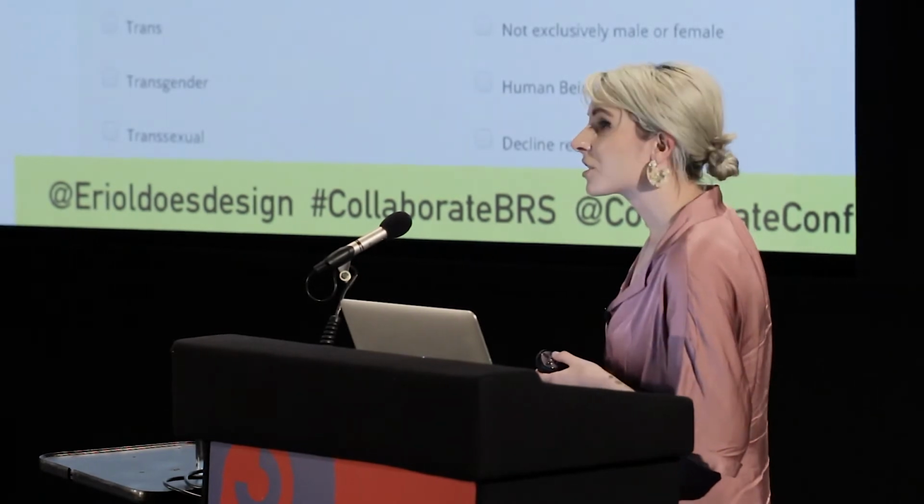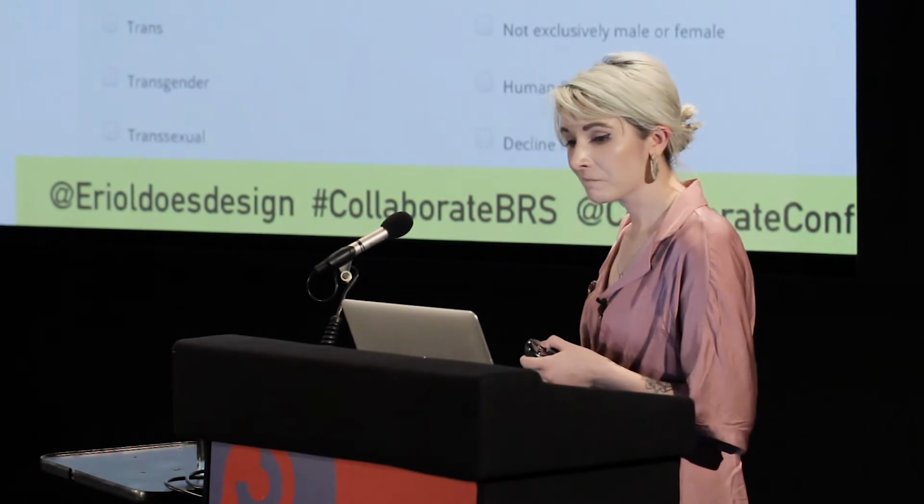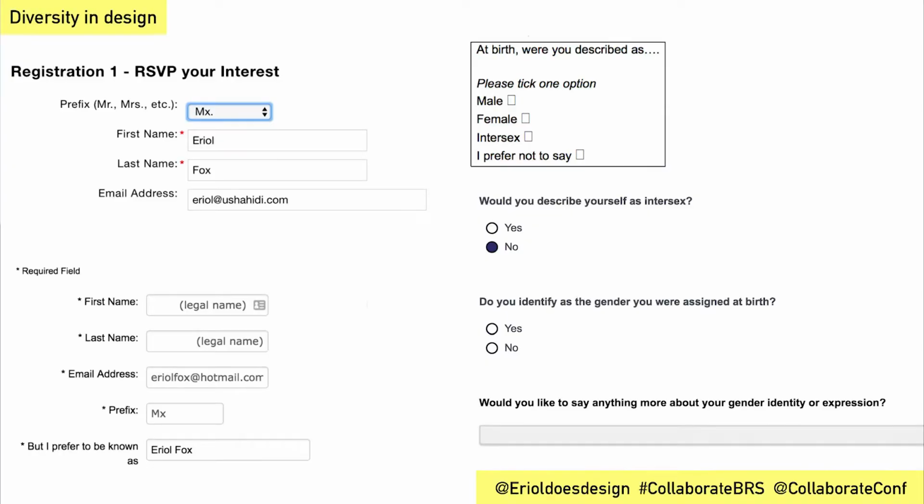And there is such a thing as sometimes too many options. It's good to just strike a balance. Here's some more examples, some great stuff, ones where they've added in Mx, ones where they've added in "but I prefer to be known as." So there are some really sensitive ways that you can gather the sex at birth versus the one that people identify as now, in sympathetic ways. Here are some. And there's also the option where you can ask them to really describe how they identify.